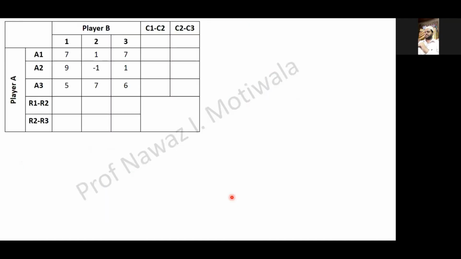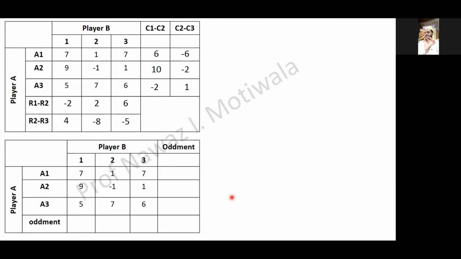Now, next step, we will find out oddments. I have made a matrix of oddments. As now I am finding out oddments, this answer cannot be negative. If it is negative, then we have to take it as positive. So the answer in this will always be positive. Now, how to find the oddment? It is just a simple determinant technique.